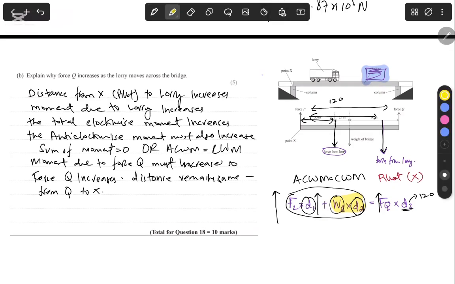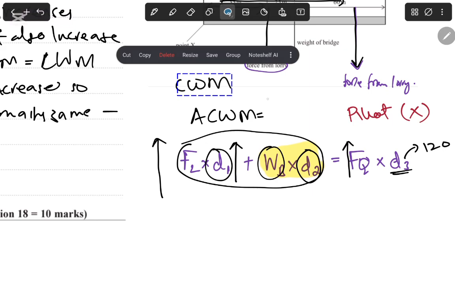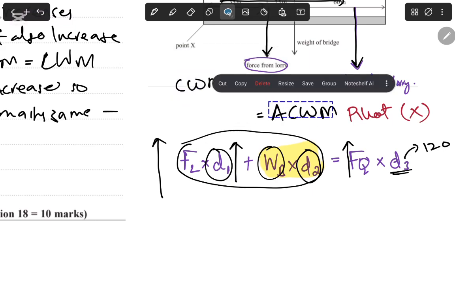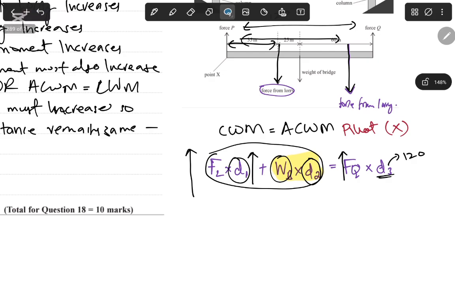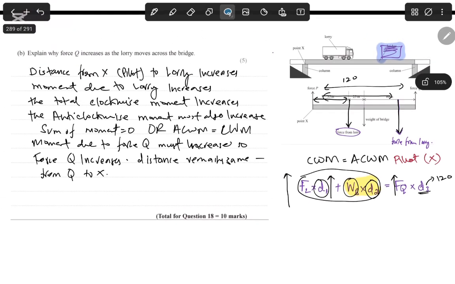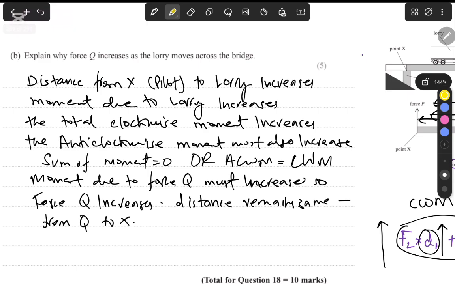While I was writing the answer, I realized I made a little bit of a mistake here. This is actually the other way around. This is going to be the clockwise and this is going to be the anti-clockwise, right? Otherwise the concept is the same. Everything else is fine. So just look out for that one. When I was writing the answer, I spotted that one. Okay, anyways, so let's go back to the answer.